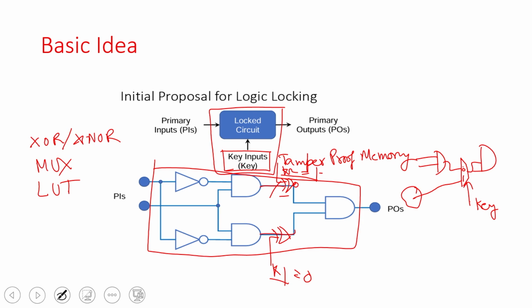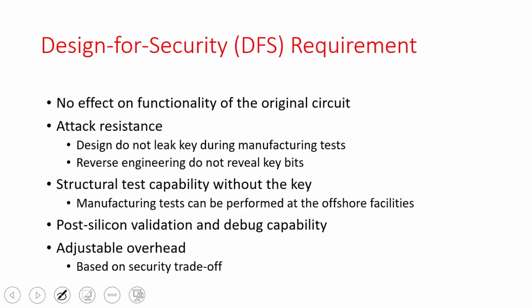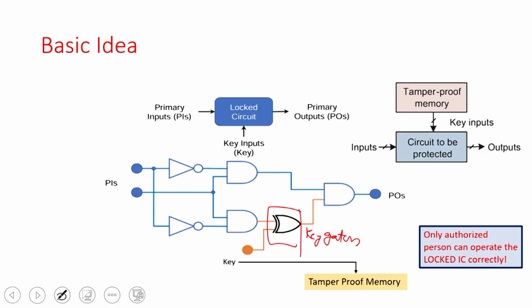Similarly, LUT is also another way of looking at it, which I can skip for the time being, but this is the core idea. Either you utilize XOR or XNOR gates or multiplexers. So, this is the overall idea of combinational locking.